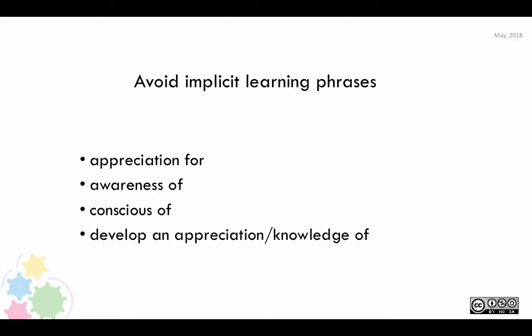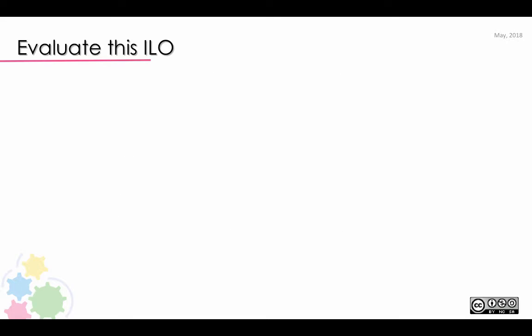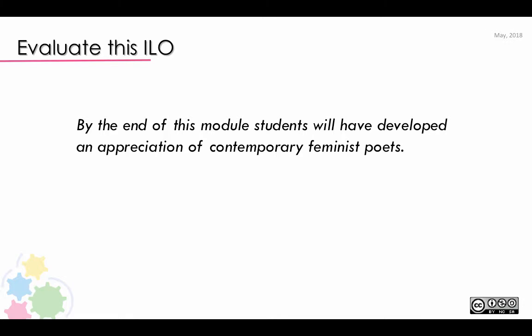All of these really refer to processes or products that are much more private to the learner and are difficult to assess and measure. Well, let's give you a few intended learning outcomes and critically evaluate them for yourselves. Here's one. By the end of this module, students will have developed an appreciation of contemporary feminist poets. Pause the film, have a little think about how you would evaluate this as an ILO, then unpause the film to see and hear my thoughts.